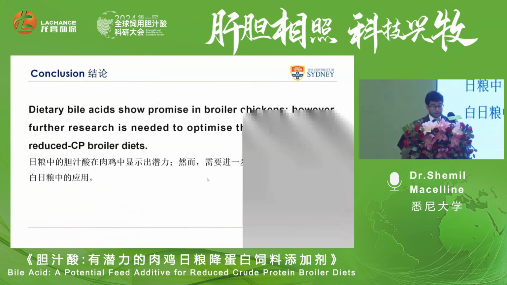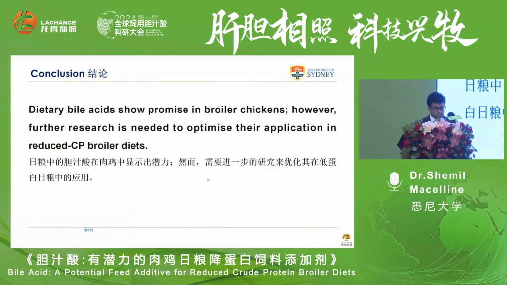In conclusion, dietary bile acid showed promise in broiler chickens fed normal crude protein diets. However, further research is needed to optimize the application in reduced crude protein diets, because we observed a small trend of improvement in feed conversion ratio with the supplementation of dietary bile acid, but we need a little bit of fine-tuning of the diets and other dietary applications to observe this improved performance with dietary bile acid supplementation.